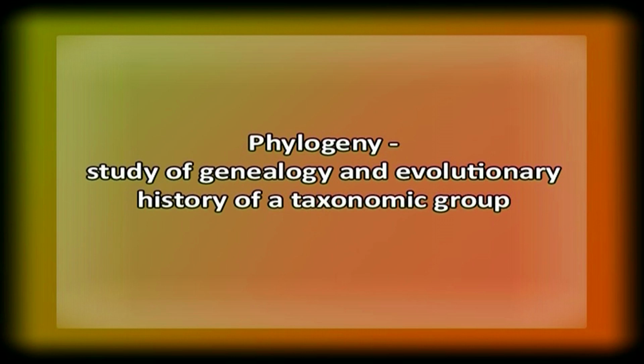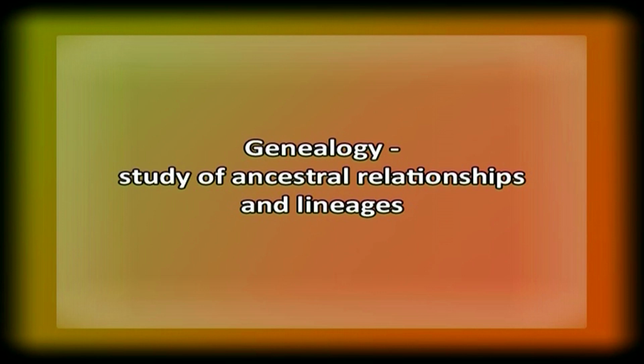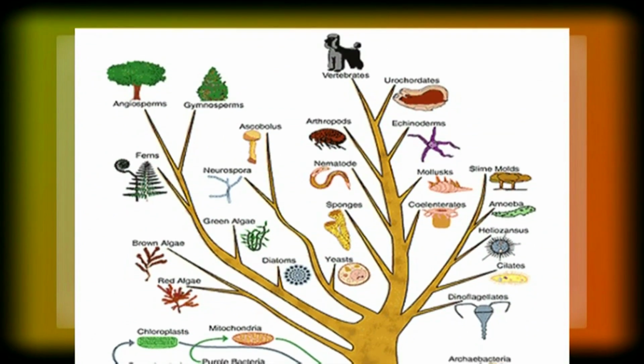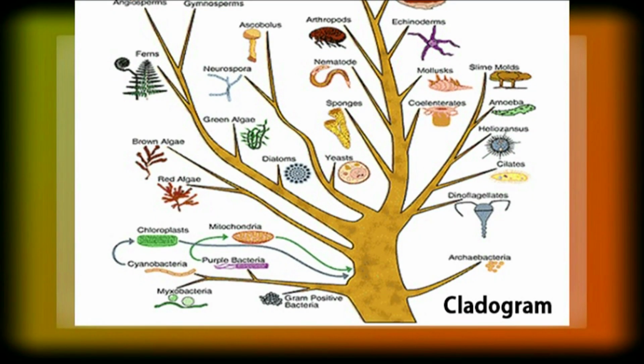Now, phylogeny. Phylogeny is the study of genealogy and evolutionary history of a taxonomic group. Genealogy is the study of ancestral relationships and lineages. Relationships are depicted through a diagram better known as a phylogram, though the commonly used term cladogram is more appropriately used for this diagram constructed through cladistic methodology. A phylogram is a branching diagram based on the degree of advancement, apomorphy, in the descendants, the longest branch representing the most advanced group.